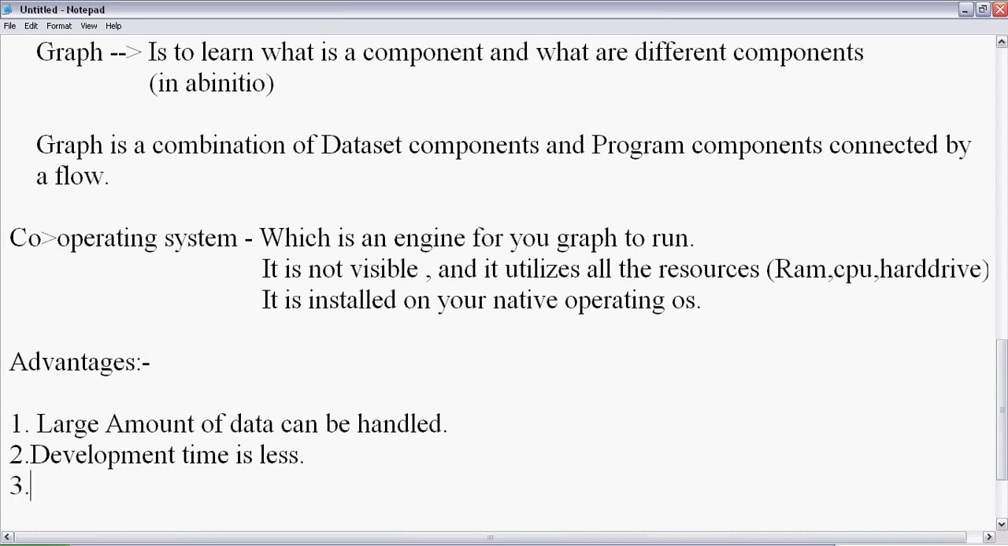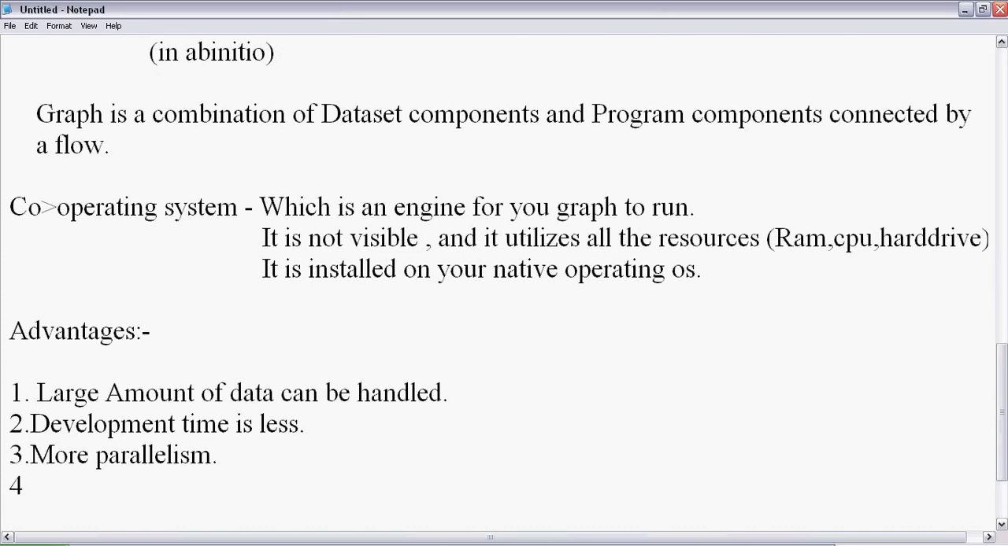And more parallelism. Parallelism is nothing but multiple tasks. For reducing the time you require parallelism. There are three different parallelisms: component, pipeline, and data. I will let you know later. In other tools mostly you have one parallelism, but Ab Initio has three parallelisms.